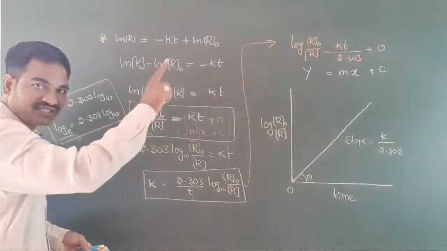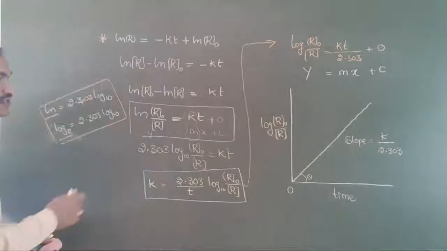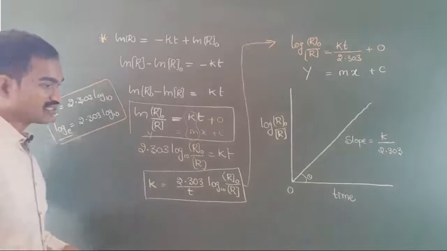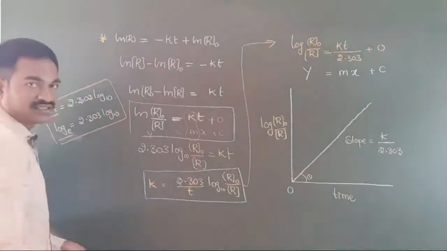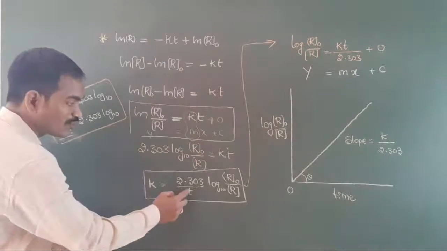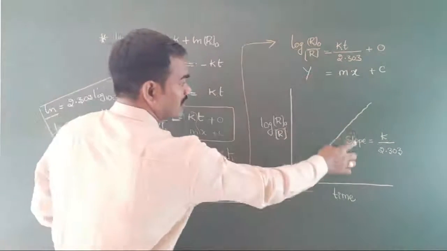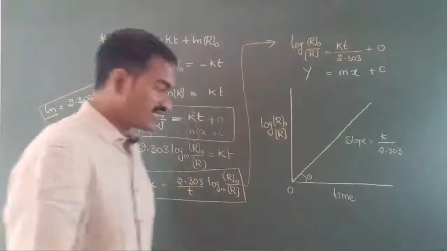Have you got it? Positive. So like that we have to take. Any doubt in this? So clearly you can take it, take a snap. You can draw for this and you can draw for this. For this, slope is equal to k. For this, slope is equal to k by 2.303. Take it down, take a snap for this.